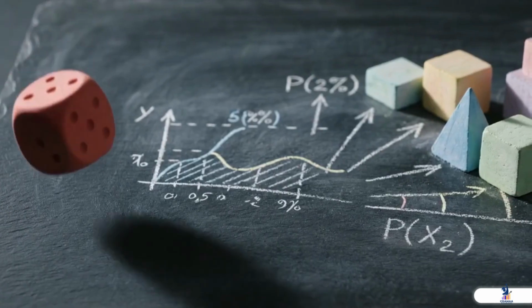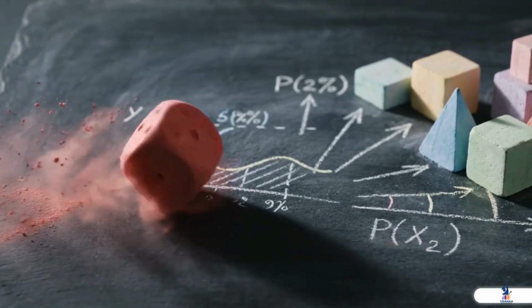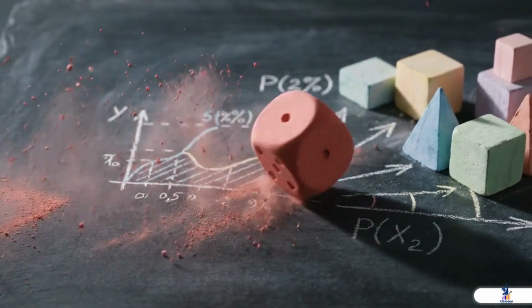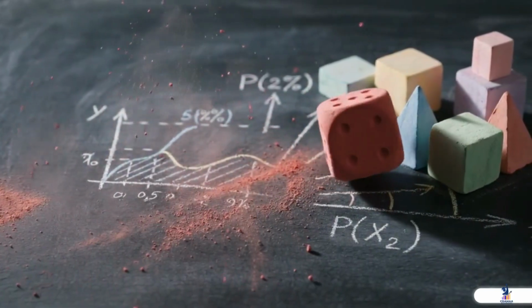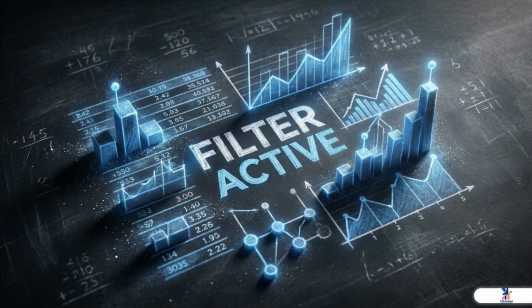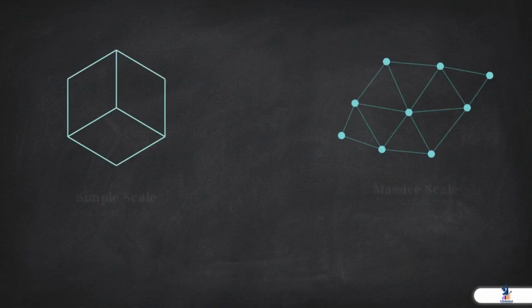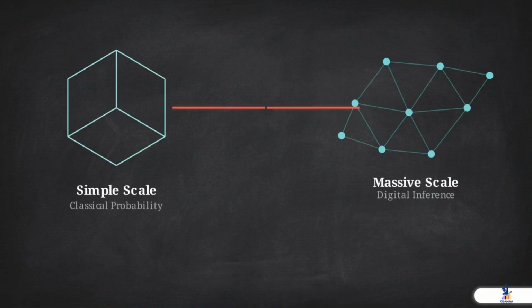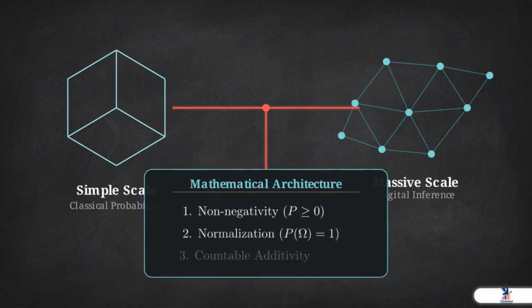We start with the toss of a die. It's the oldest, simplest game of chance. But the exact same math governing this physical tumble also powers digital spam filters, fraud detection algorithms, and forecasting systems processing millions of data points a second. Despite the massive difference in scale, both systems operate on the exact same underlying mathematical architecture.